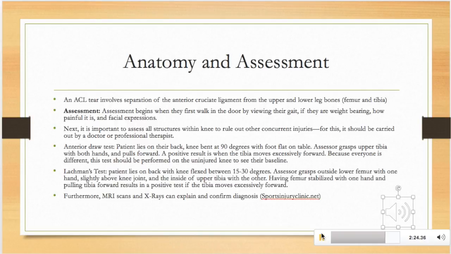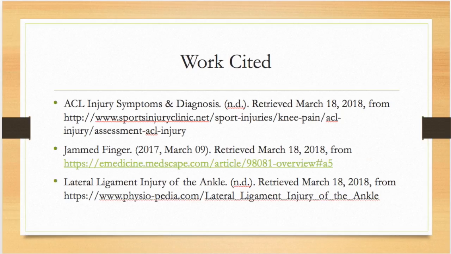This is similar, where the patient lies on their back with the knee flexed between 15 and 30 degrees. The assessor grasps the lower outside of the femur with one hand and the inside of the upper tibia with the other. Having the femur stabilized, you pull the tibia forward, and if the tibia moves excessively forward, then you know that the test is positive. After these tests and further assessment, more often than not you will have an MRI scan or x-rays to explain and confirm all the diagnoses, and all this information comes from Sports Injury Clinic.